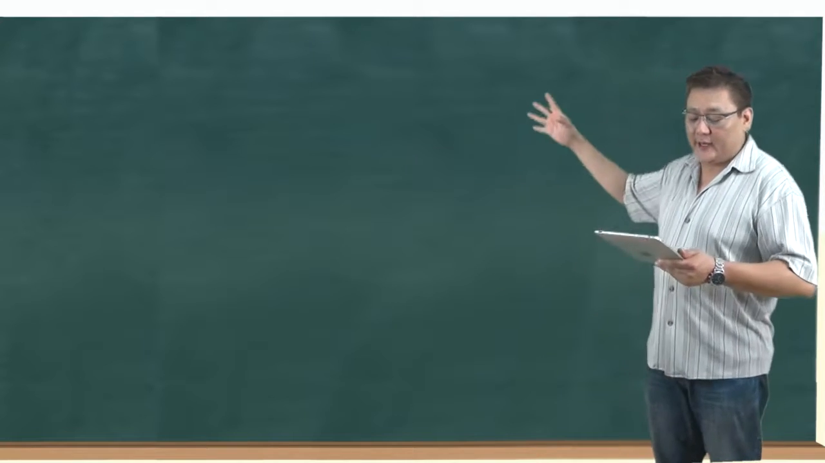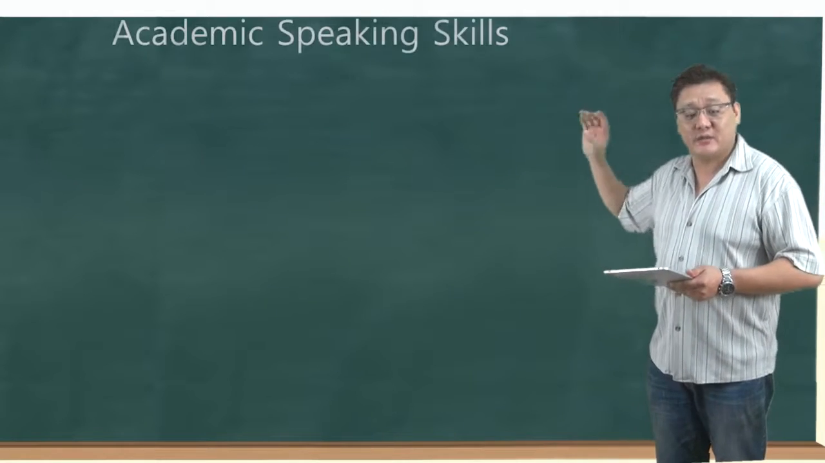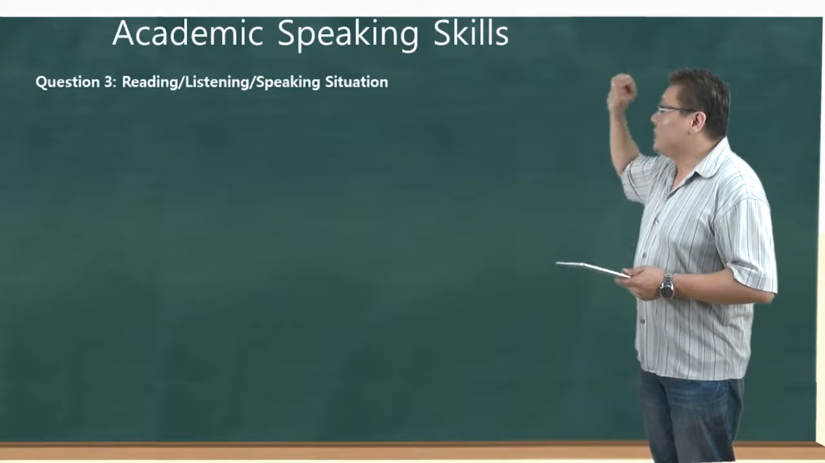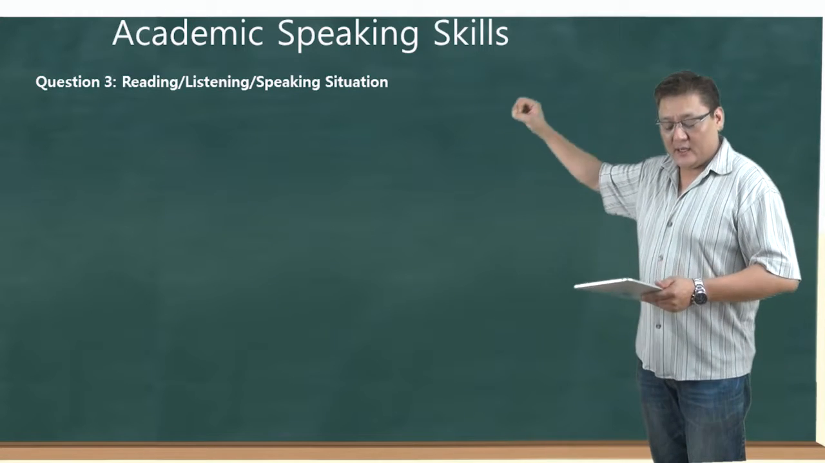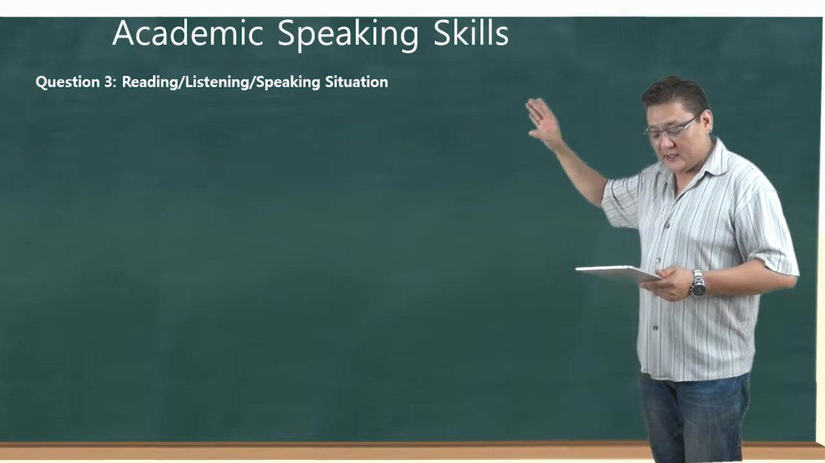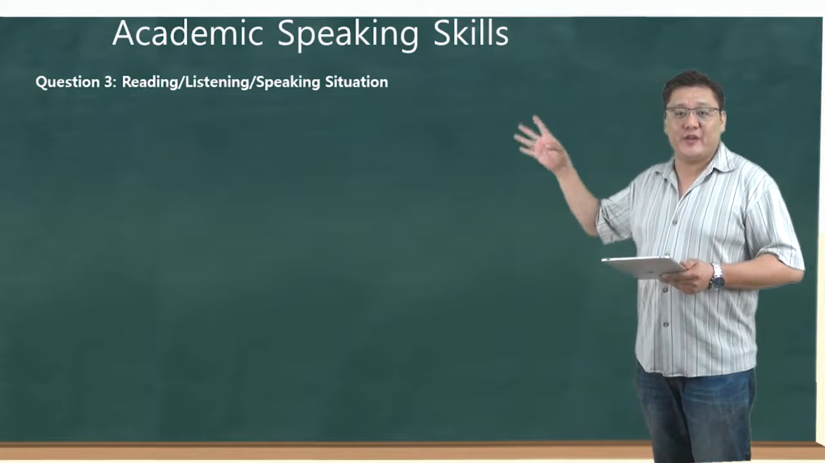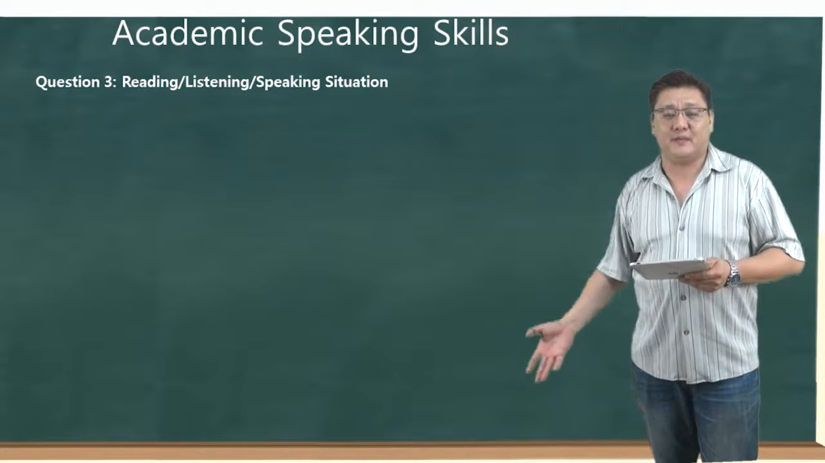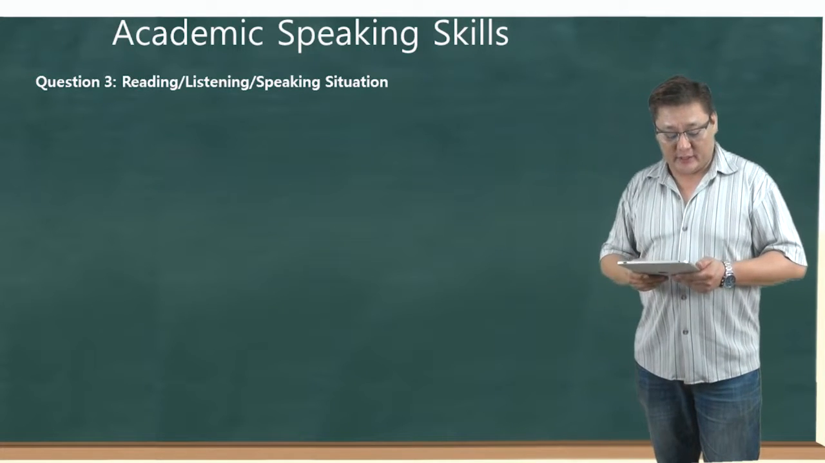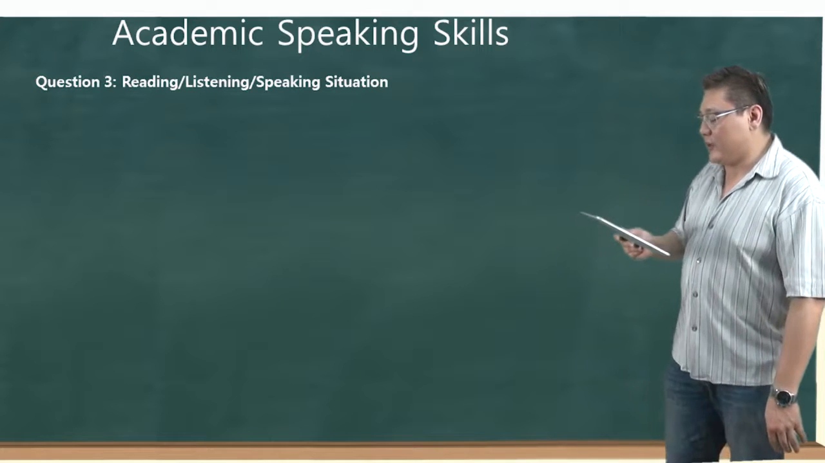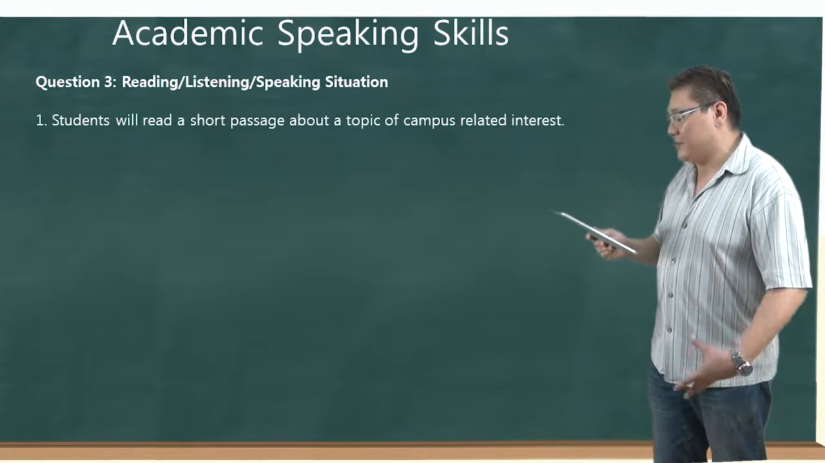Now, task 3, or we call it question number 3. Basically you have to read something, then listen, then speak. It's a situation. Situation means it's most likely on a campus. 학교 분위기에 이거는. Okay? Now, students will read a short passage about a campus related topic.